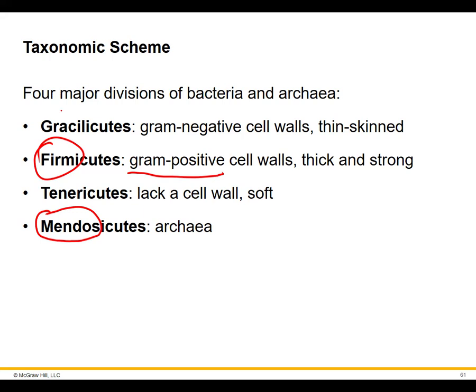Then I have two left, right? Gracilicutes and Tenericutes. G of those two, G, gram negative. And then Tenericutes is what's left, for the lack of the cell wall. Sometimes if I have a question, like on a test, even for me, and I can't remember which one is which, I'll write out the list and put the words and then what they are: gram negative, gram positive, no cell wall and whatever. So I can be like, okay, this is the term referring to that, because I can't always remember.